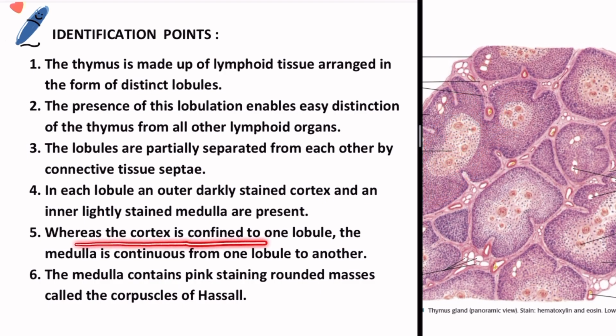Whereas the cortex is confined to one lobule, the medulla is continuous from one lobule to another. So all the cortex have a common medulla. The medulla contains pink staining rounded masses known as corpuscles of Hassall. So in this medullary region, you can appreciate Hassall's corpuscles, which is a very main differentiating feature of thymus.